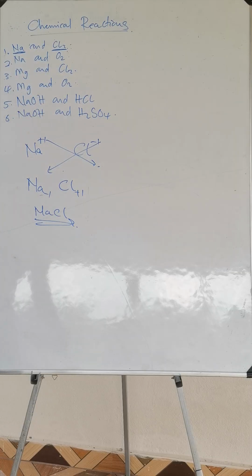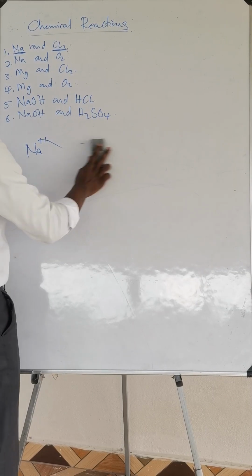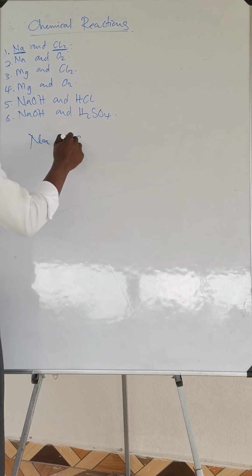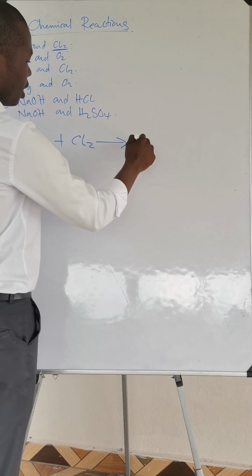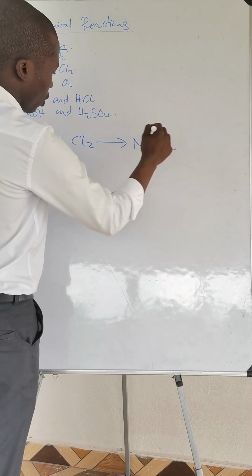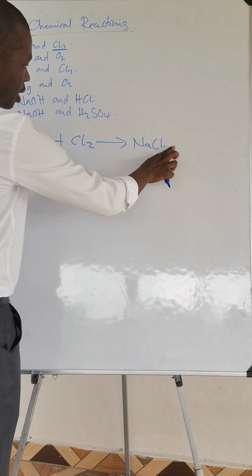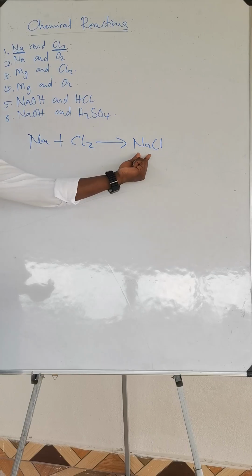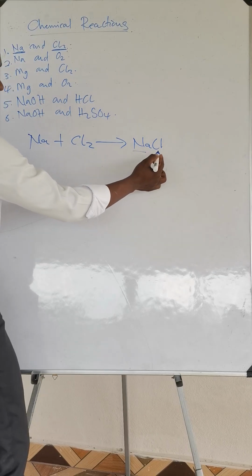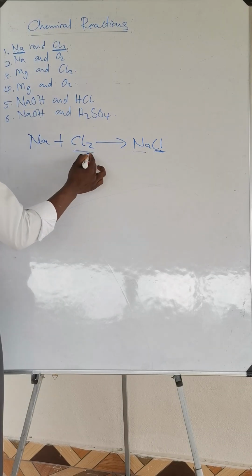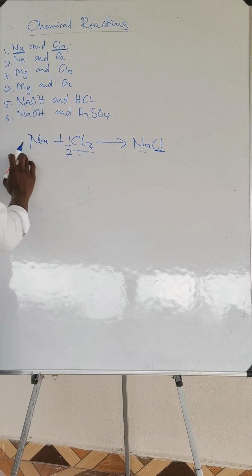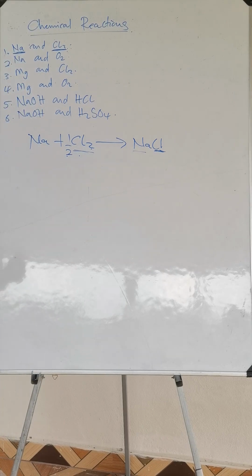So the chemical equation becomes Na plus Cl2 to get NaCl. But here we have 1 sodium and here we have 1 sodium. Here is 1 chlorine, here we have 2. So we multiply here by half so that this cancels out. Then our equation is balanced. Okay, so let's move to the next step.